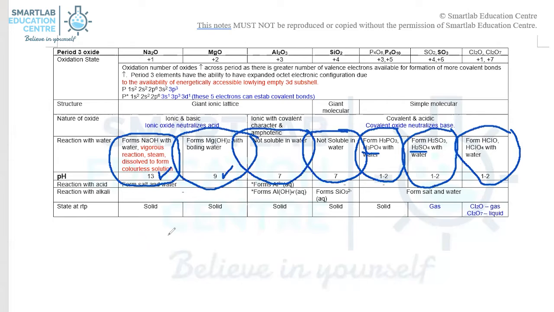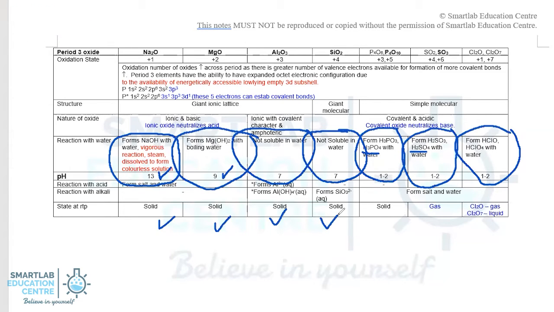In terms of states of the oxides, bear in mind that all those that are giant ionic or giant molecular are all definitely solid. However, in the case of P4O10, it is solid because of the large number of electrons that it has and the relatively strong instantaneous dipole-induced dipole attraction forces that arise from its electron cloud. In the case of SO3, it's a gas. Let's take a look at now the equations.